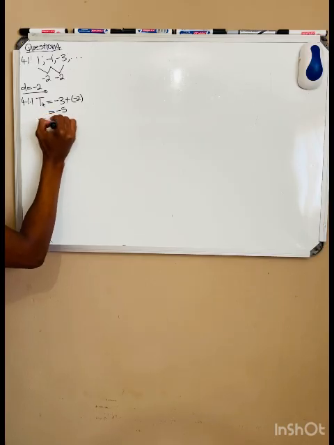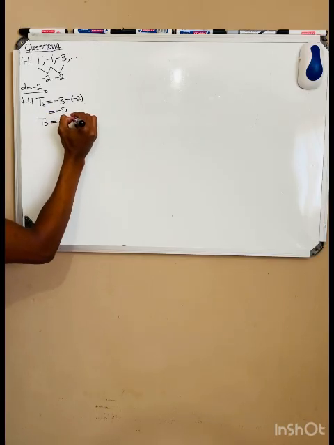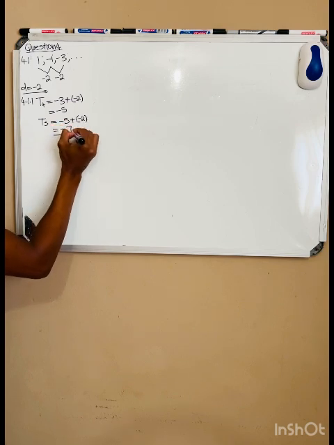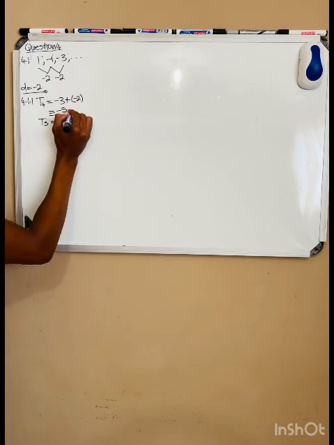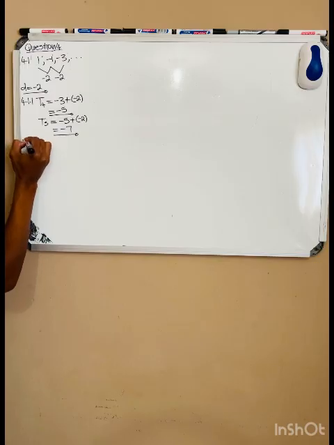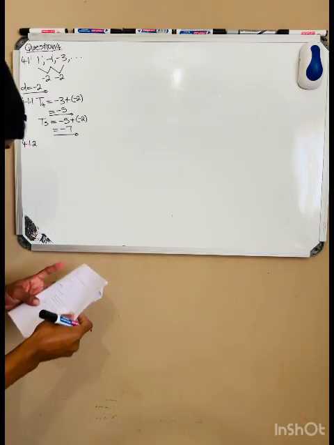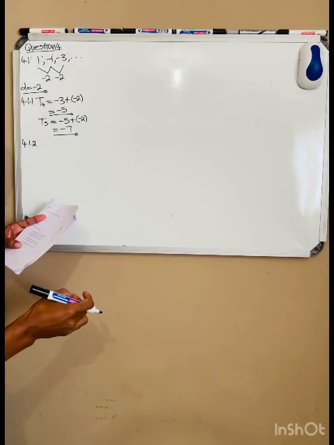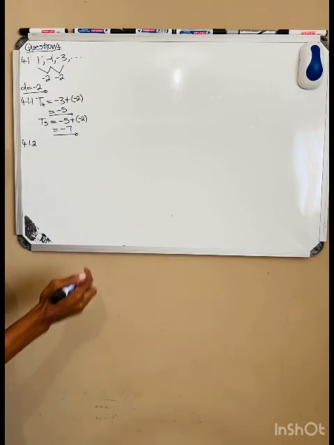Then term number 5. The last term is minus 5, then plus minus 2, which is minus 7. So these are the next two terms of the pattern. I hope it's clear. Then, which term of the pattern will have a value of minus 53?